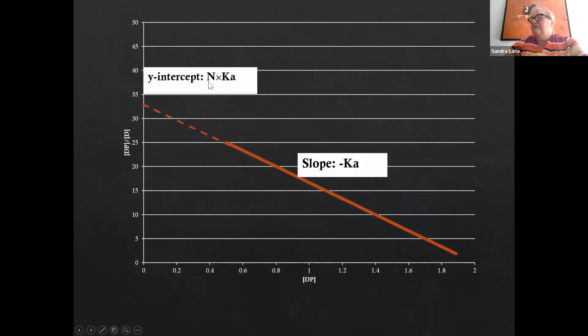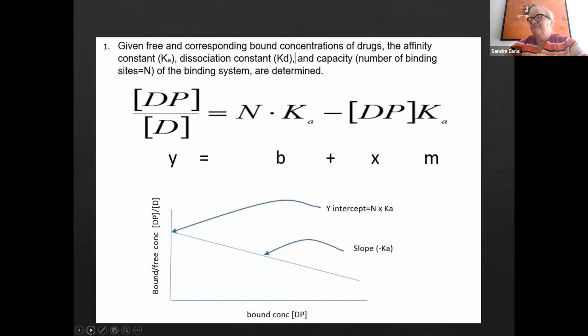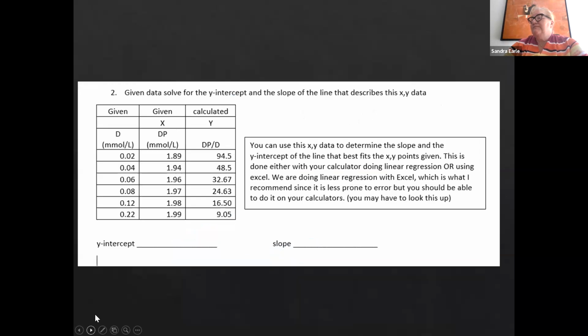And the Y-intercept is going to be our number of binding sites available times our affinity constant. So if we know our slope and we know our Y-intercept, we can figure out both the N, the number of binding sites available, or the capacity of the system, and Ka, which is the affinity of the system. So what we're going to do then is take some data that has been given to you in this problem, and we're going to use Excel to solve the problem.